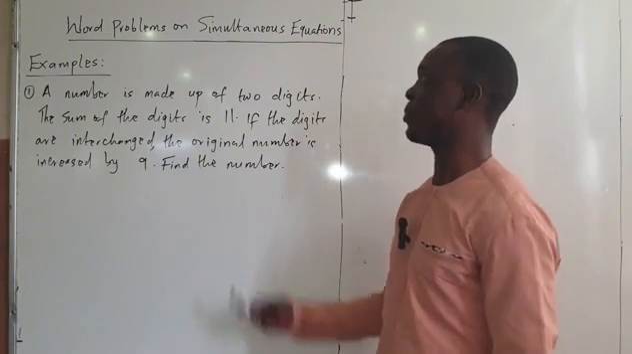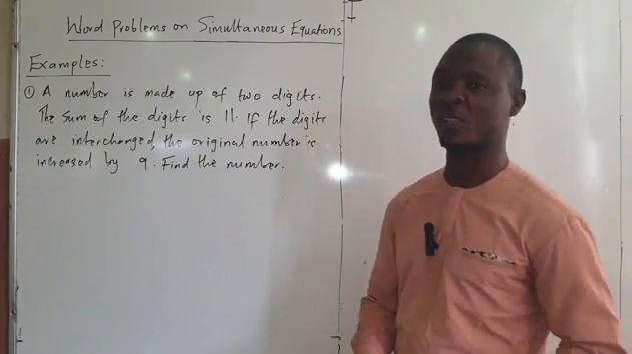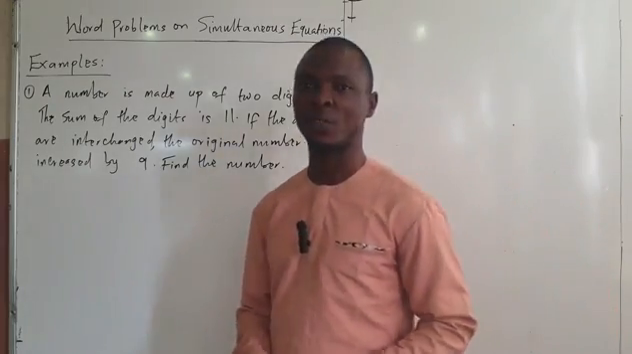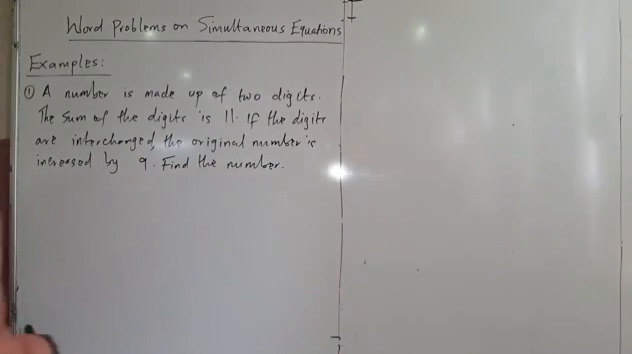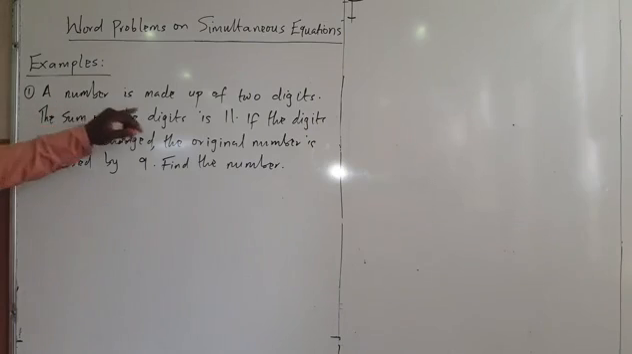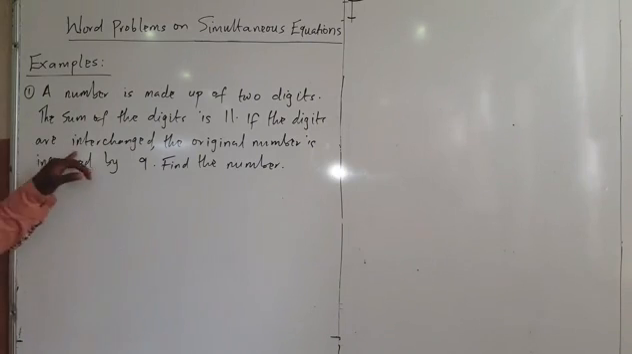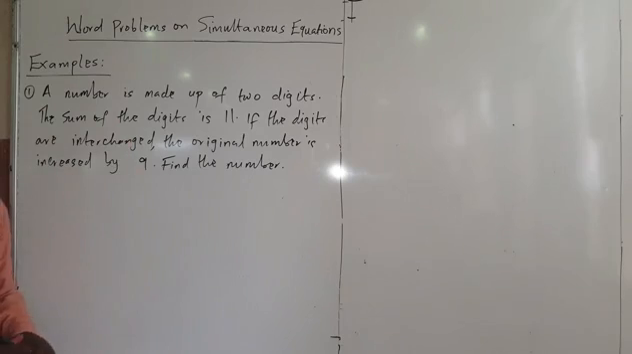In today's topic, we'll be looking at word problems on simultaneous equations. And we have these examples. The first example: a number is made up of two digits. The sum of the digits is 11. If the digits are interchanged, the original number is increased by 9. Then find the number. So according to this question, we are dealing with a two-digit number.